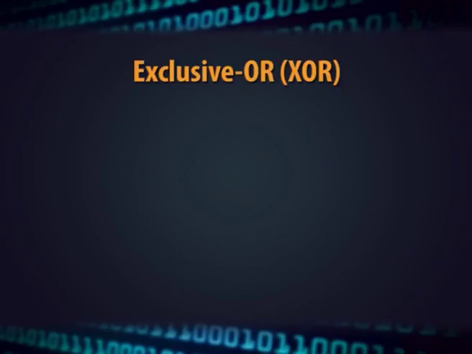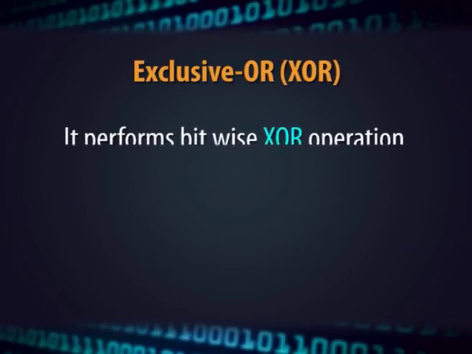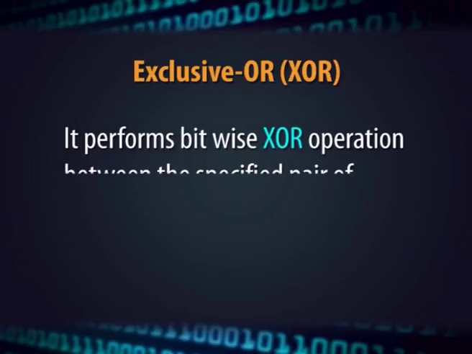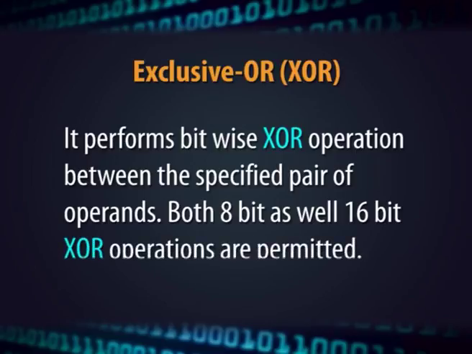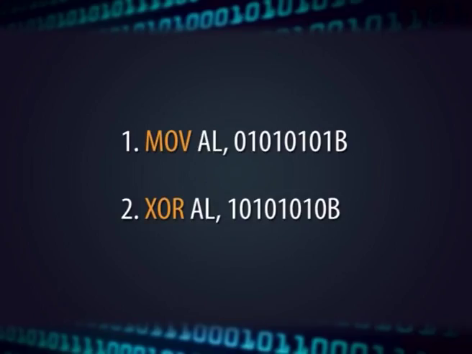The next instruction is the exclusive OR instruction. The exclusive OR instruction performs a bitwise exclusive OR operation between the specified pair of operands. Again, 8-bit as well as 16-bit exclusive OR operations are permitted. To explain the exclusive OR instruction, assume the following instruction sequence. Let us say you initialize the register AL with the help of the mov instruction.